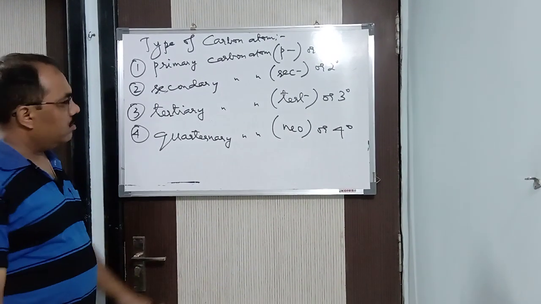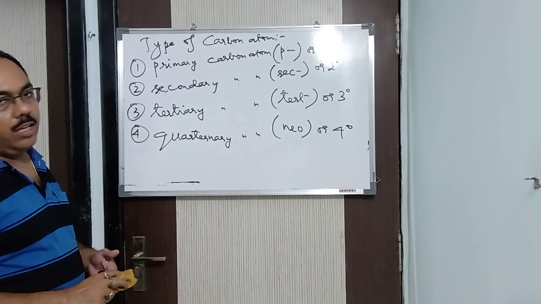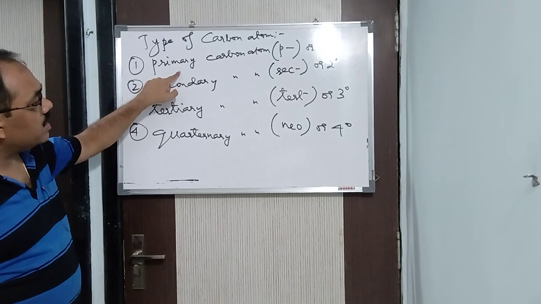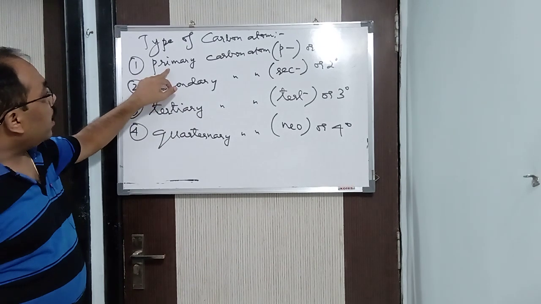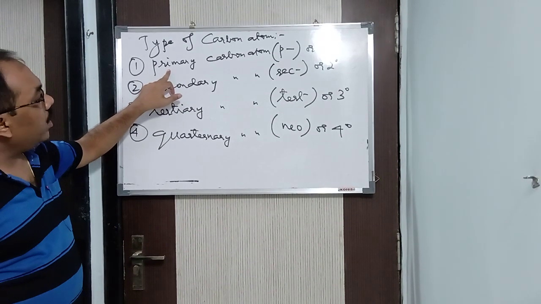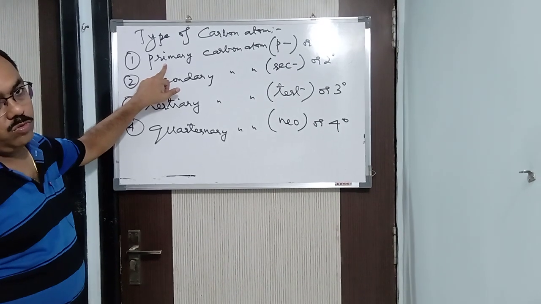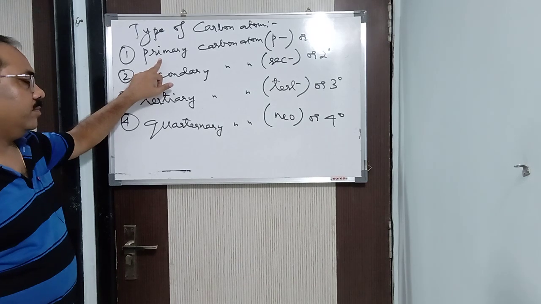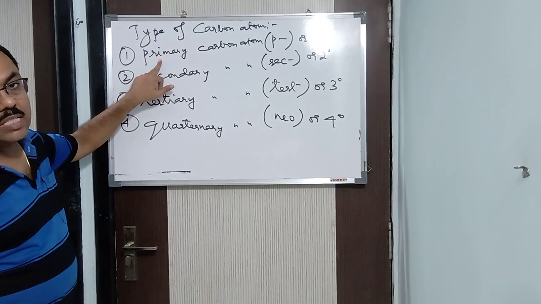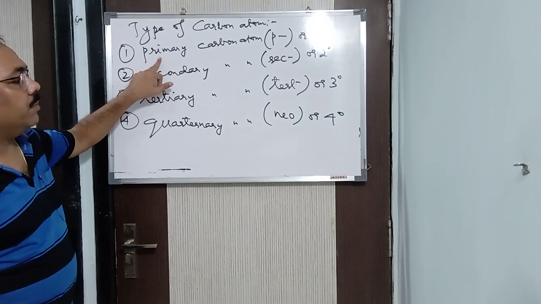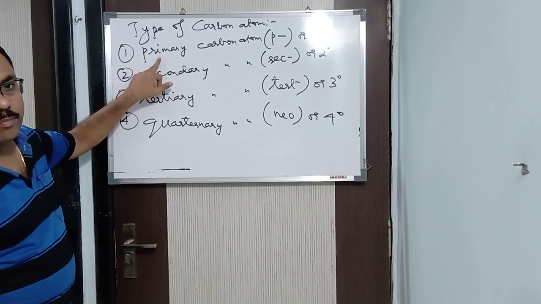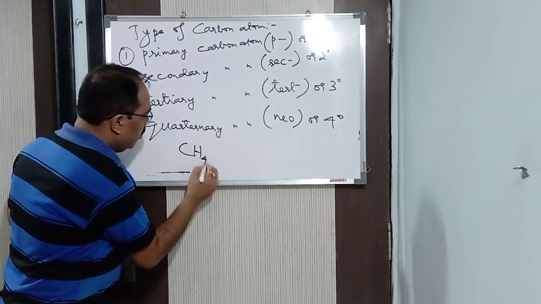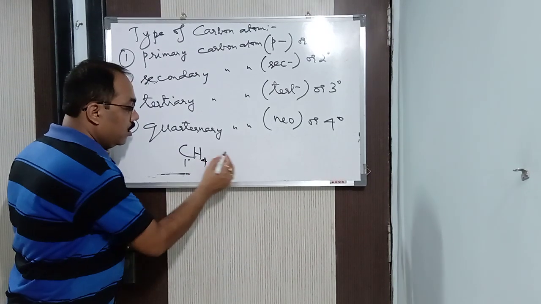So now we will understand what these are. Now write the definition. Primary carbon atom. If you understand one definition, the rest are similar. Write the definition: when one carbon atom is attached to one other carbon atom or no other carbon atom. Like this is primary. This is primary carbon, 1 degree.